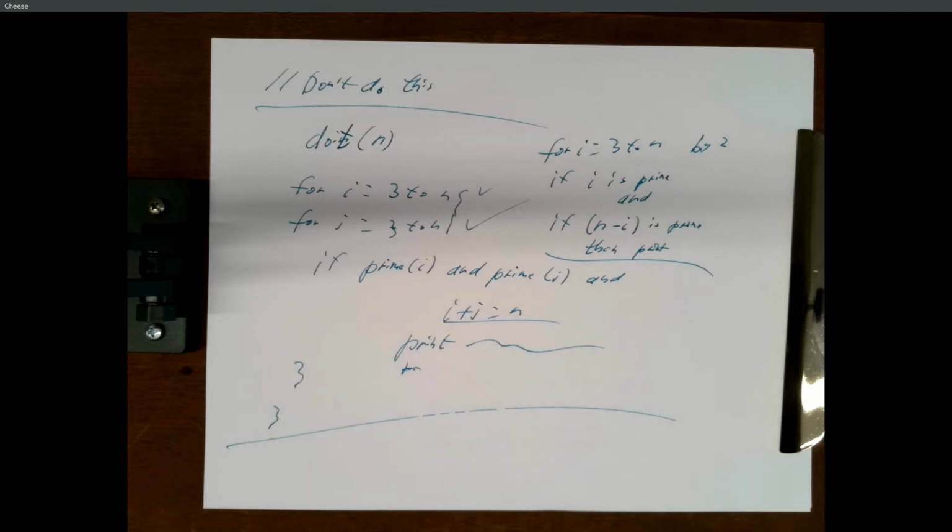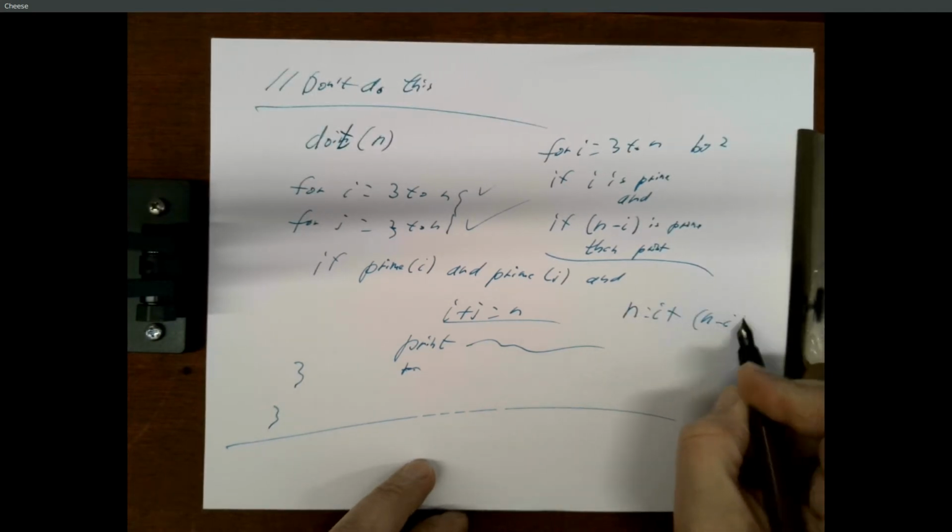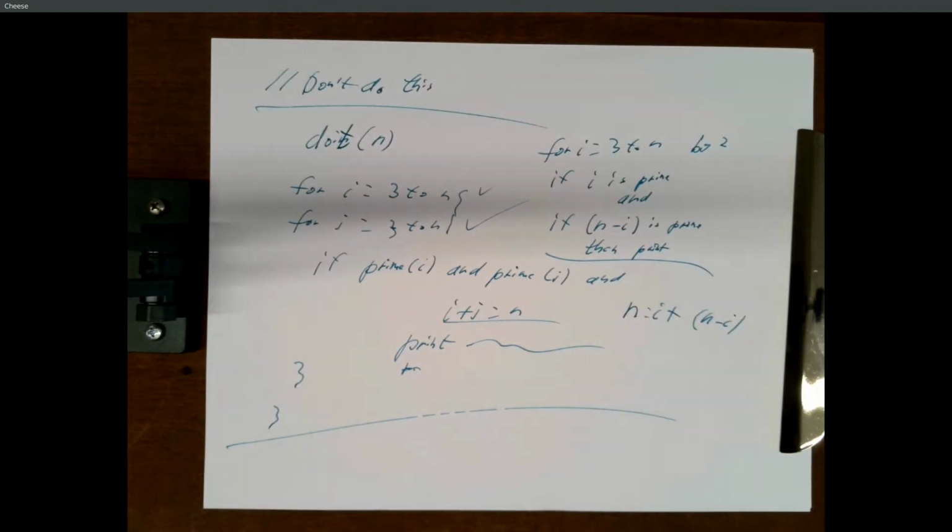So does that make sense? Don't do a pair of nested loops. Run one variable through odd numbers. If that number is prime, see if n minus that number is also prime. If it is, you've got your answer for how to write n as a sum of two primes. n is just equal to i plus n minus i, and we just said both of those were prime.